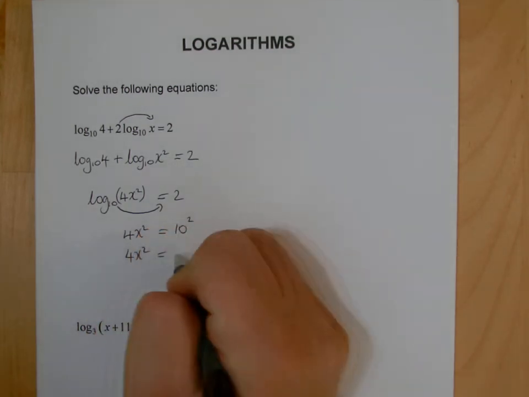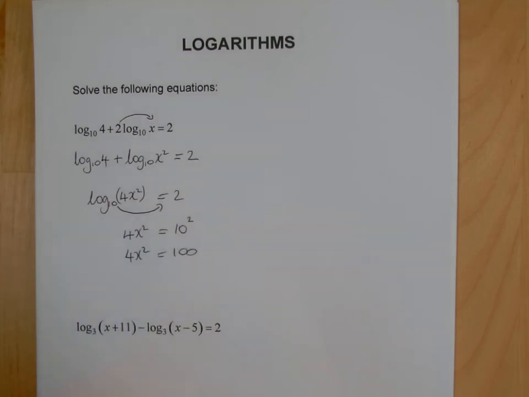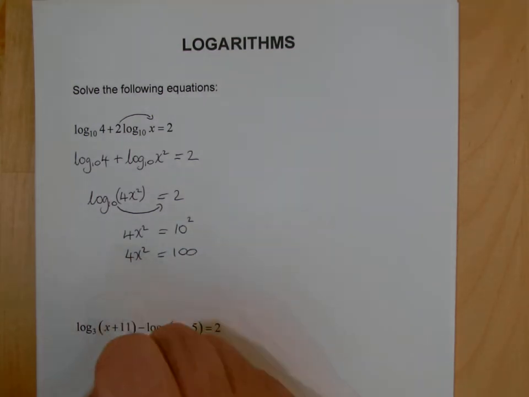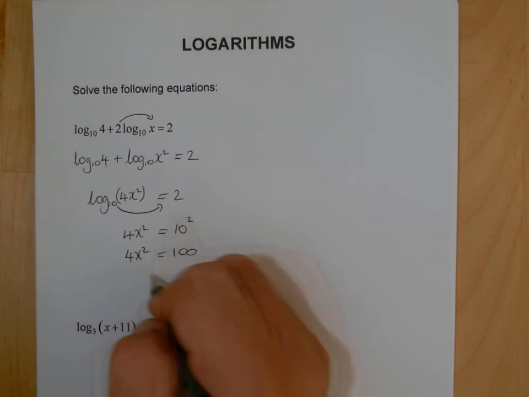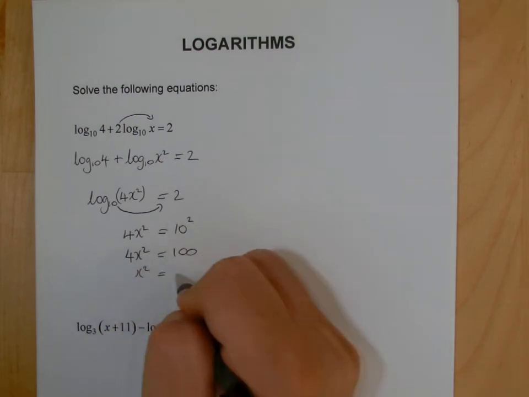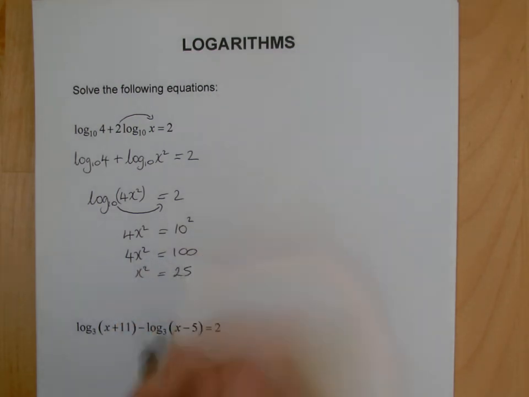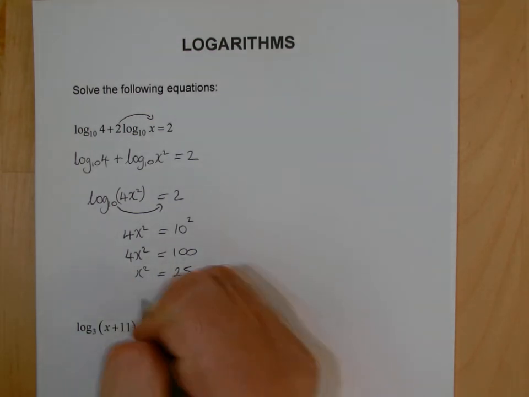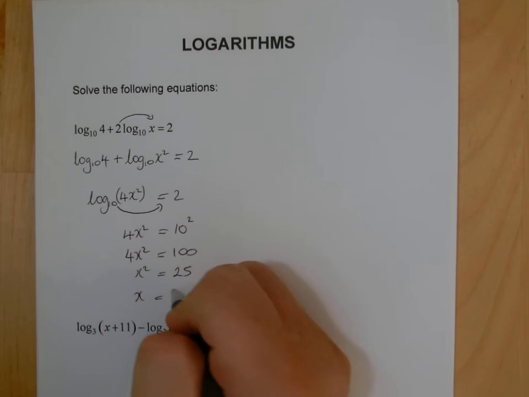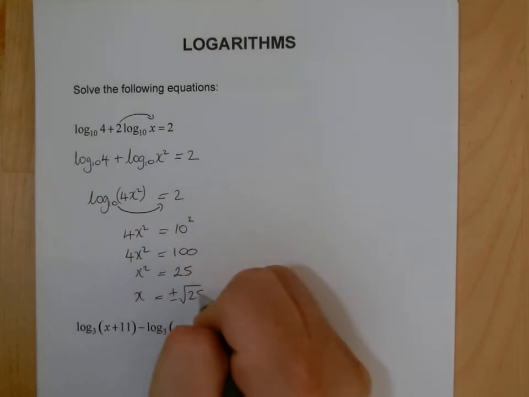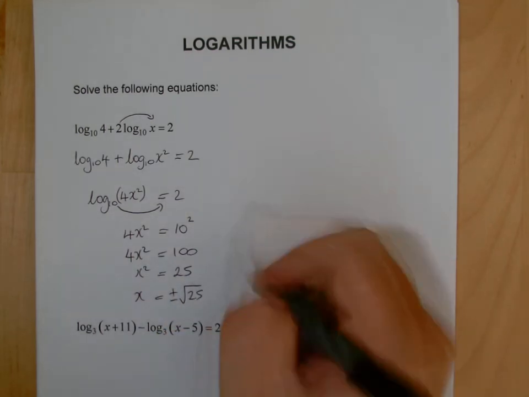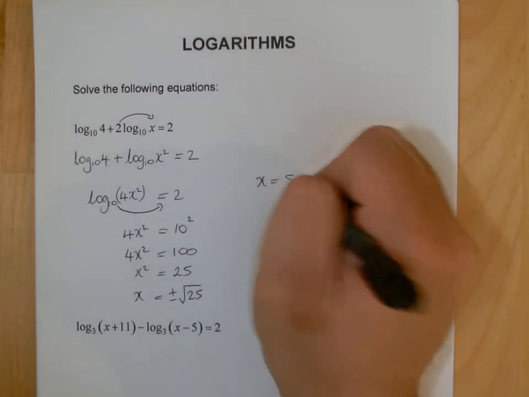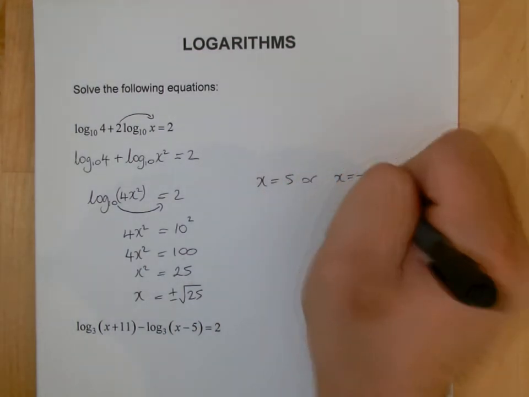Well, I know 10 to the power 2, 10 squared, is 100. And then it's a simple equation for me to solve. So I'll take that 4 over the other side and divide. So I get x squared is 25, because 100 divided by 4 is 25. And then, of course, when you square root it, you've got to do plus or minus, haven't you? So you get x is equal to 5, or x is equal to minus 5.